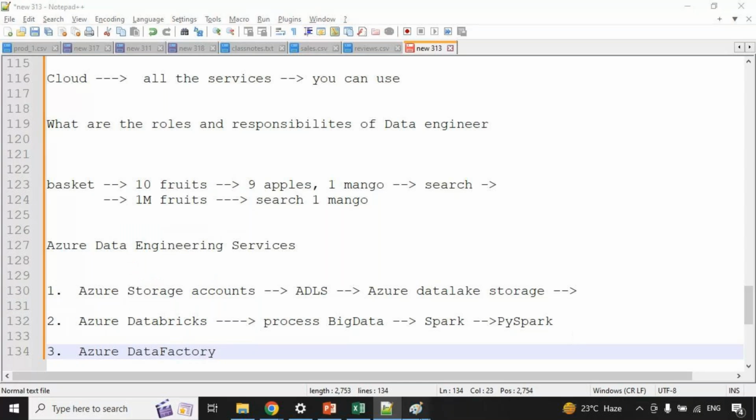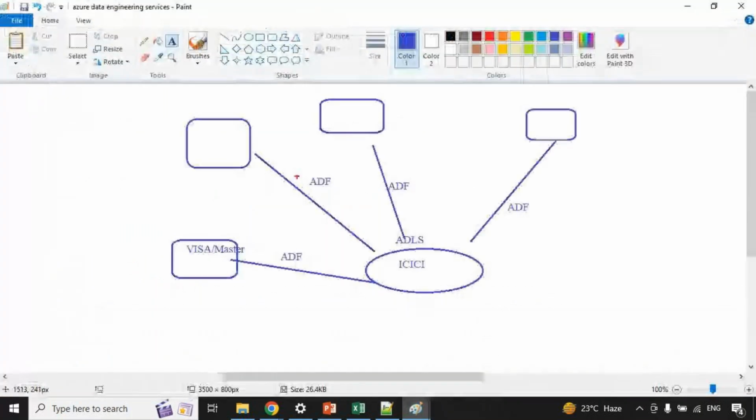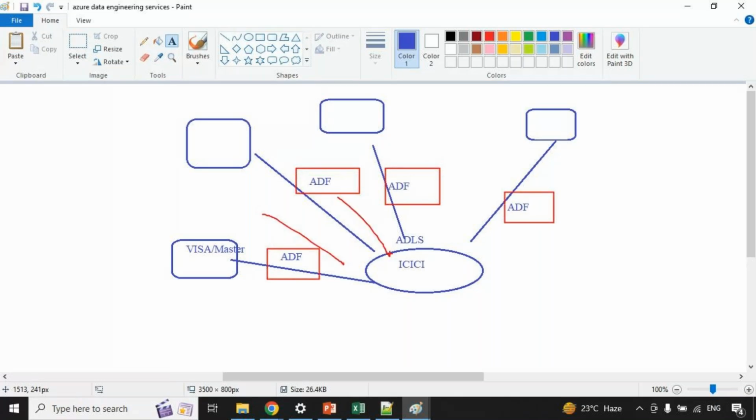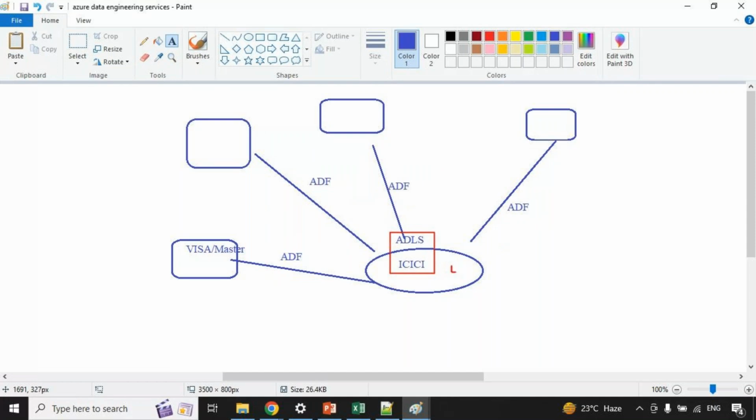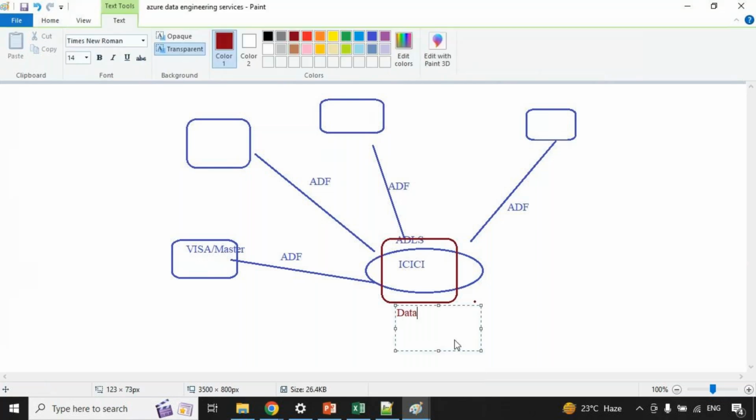Okay. So here using ADF, I can connect to the sources and ingest the data into here. So once I have a lake environment, a data lake, now I want to fetch my required records. So to process the data, I can have Databricks.